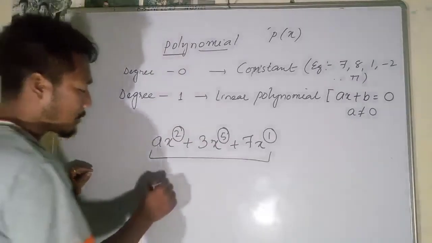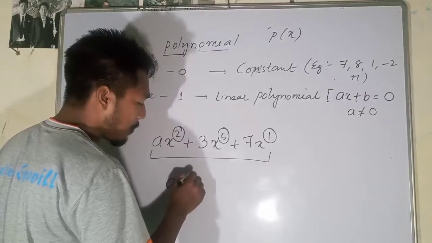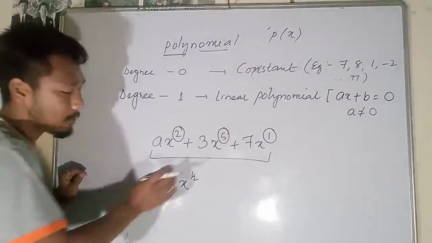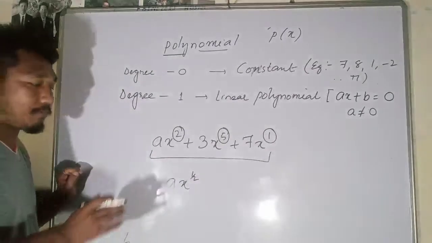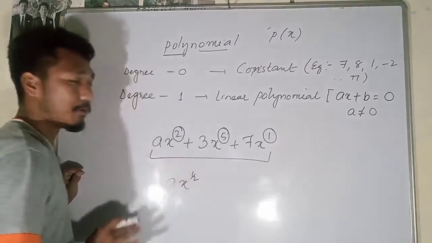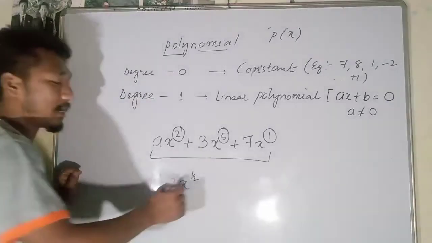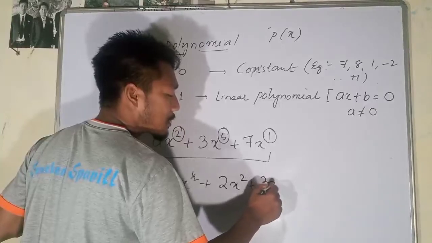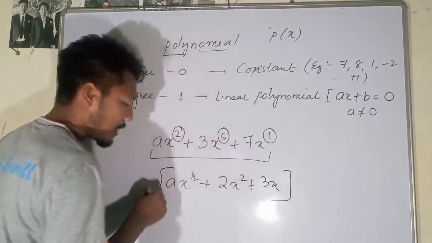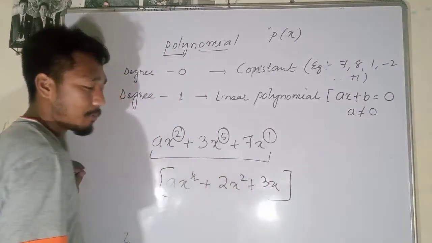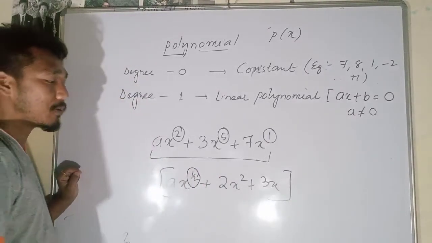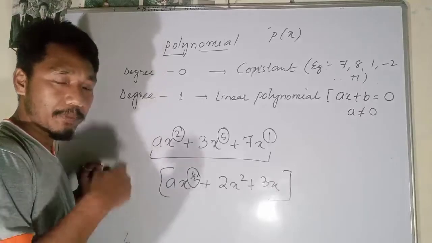But if the degree is something like ax to the power 1/2, the degree is 1/2, which is not a whole number. Why? This is a fraction, a rational number, so such types of equations cannot be expressed as polynomials, like 2x^(1/2) plus 3x. So we cannot call this type of equation a polynomial. Why? Their degrees are half, which is not a whole number.